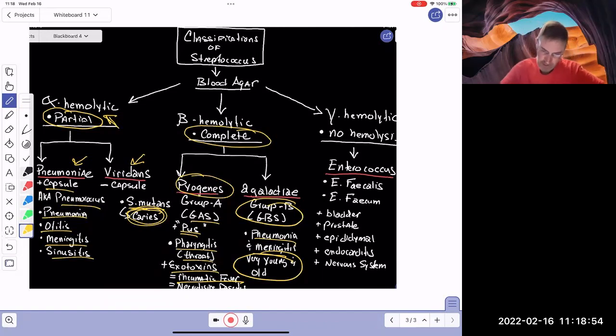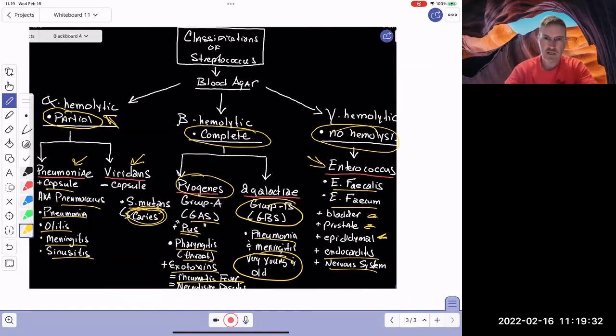All right. And then you also have other types of strep that have no hemolysis or no hemolytic pattern at all, and these are your various enterococcal species. We call those Enterococcus. So Enterococcus faecalis, Enterococcus faecium, and these tend to cause bladder and prostate infections, and infections of the epididymis. Sometimes they can cause endocarditis and infections and abscesses of the nervous system, like a brain abscess or a spinal abscess. All right.